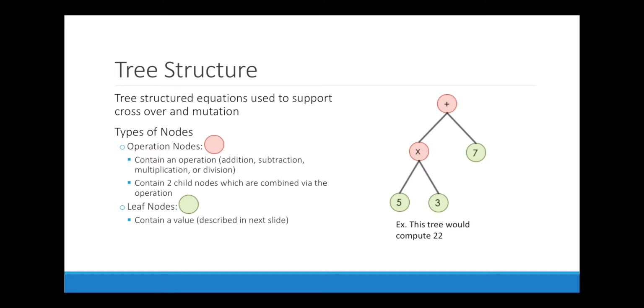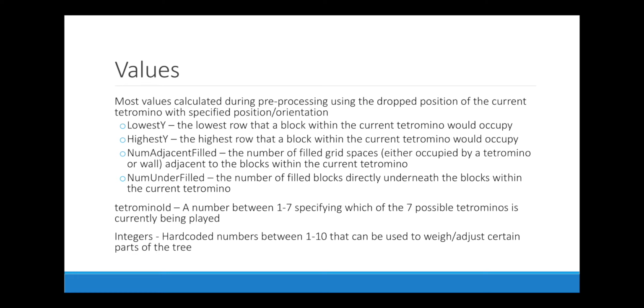Here, you can see an example of what a parse tree looks like. This tree computes the value 22. You can find this value by doing 5 times 3, which is 15, and then 15 plus 7, giving you 22. So our bot calculates the values that are put into the leaf nodes. We have 4 core values. These are lowest y, highest y, num adjacent filled, and num underfilled. These values directly measure the performance of a tetramino. The fifth value is tetramino ID, and finally, we have an integer between 1 and 10 that can be used to weigh or adjust certain parts of the tree.